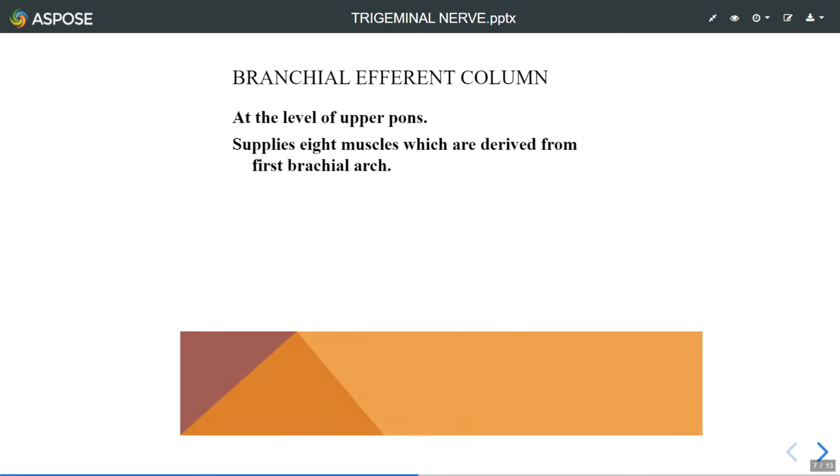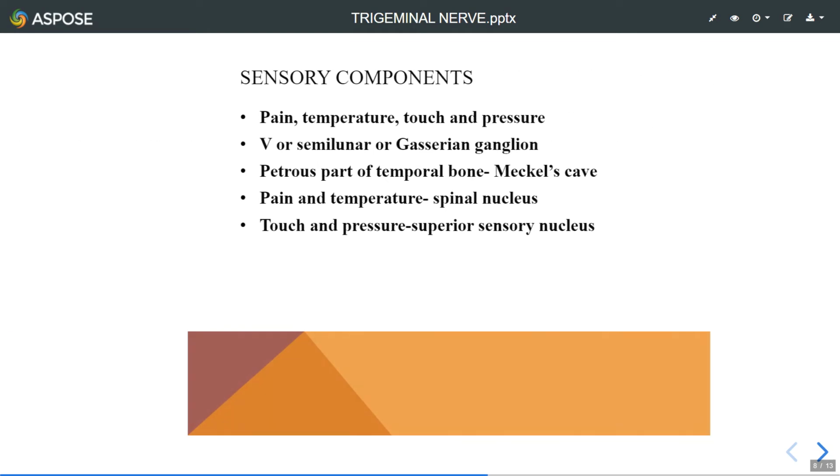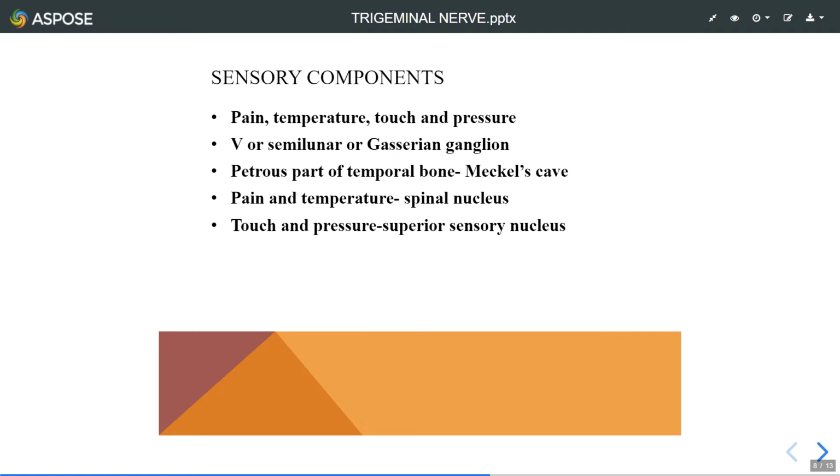Next we are going to see about the branchial efferent column, which is located at the level of the upper pons. The fibers of the motor nucleus supply 8 muscles which are derived from the first branchial arch. Next we see about the sensory components. The main sensations are pain, temperature, touch and pressure from regions like skin of face, mucous membrane of nose and most of the tongue, nasal air sinuses, which travel along the axons.